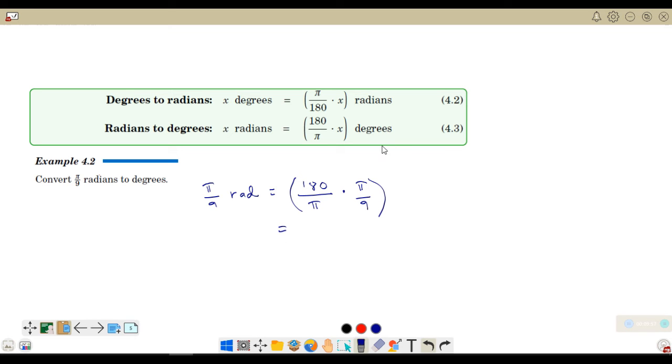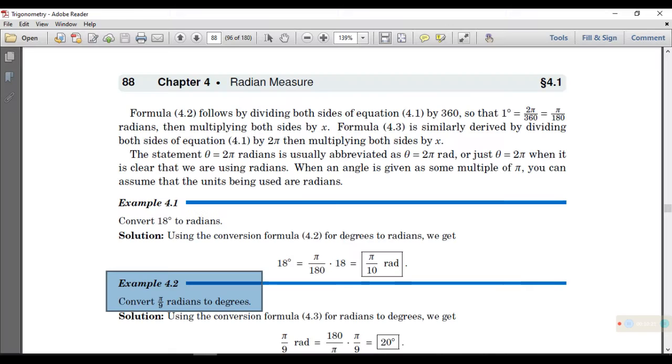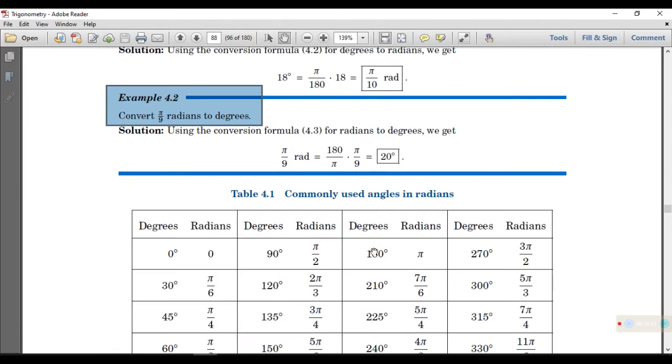So, nasaan yung degrees? Nandito. Ayan, symbol ng degree. We know that pi over pi is 1. So, you will be left with 180 over 9, which will give you 20 degrees. Okay? Dali lang niya, 'di ba? Dali lang gumawa ng conversion ng radians to degrees and degrees to radians.